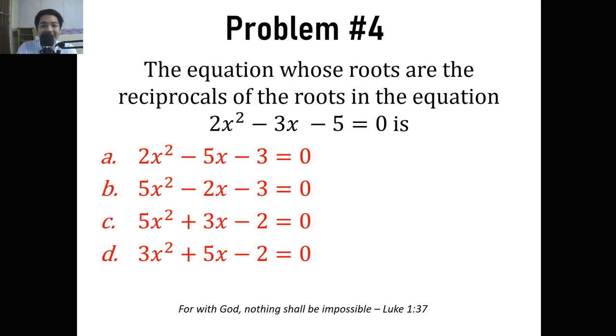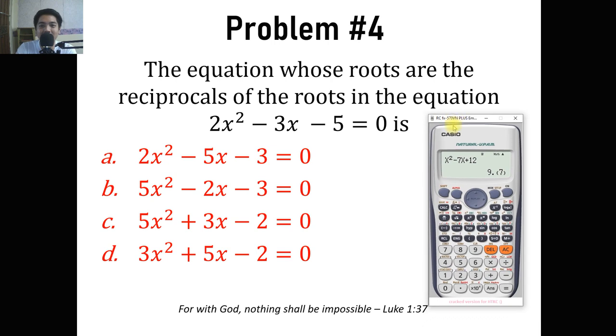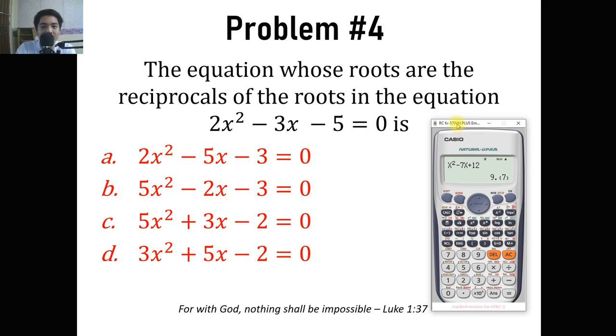Okay? So let's try number 4. The equation whose roots are the reciprocals of the roots in the equation 2x squared minus 3x minus 5 equals 0 is. So the question is actually asking us to find first the roots of this given equation and then reciprocate them. Upon getting the reciprocal of the roots of this equation, what is the equation? This means that one of the choices here has roots that are the reciprocals of the roots of the given equation.